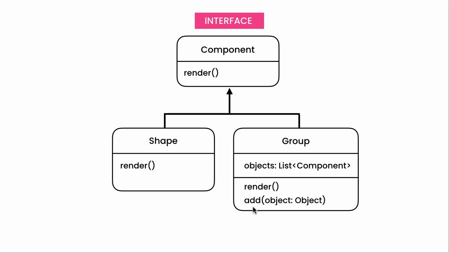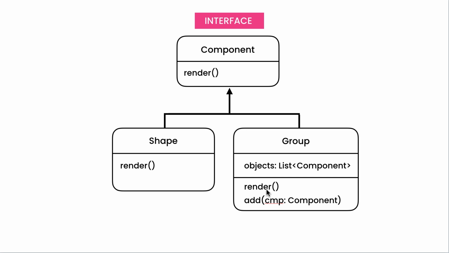Similarly, we should change the signature of the add method. And instead of getting an object instance, we should get a component instance. So we pass a component here, the add method takes it and adds it to this list. Pretty straightforward.